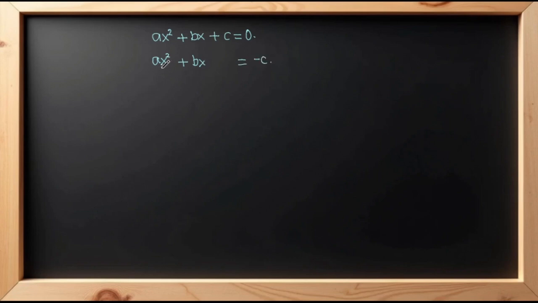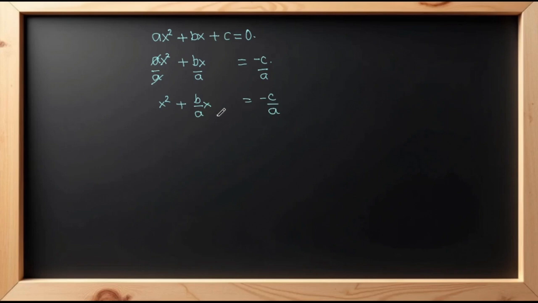After that, we have to ensure that the coefficient of x squared is 1. For this case, we have a, so the best method is to divide such that we are left with 1 here. So we're dividing all these three terms by a, and you can see the a will vanish from here. Then we shall have x squared plus b over a x equals negative c over a.